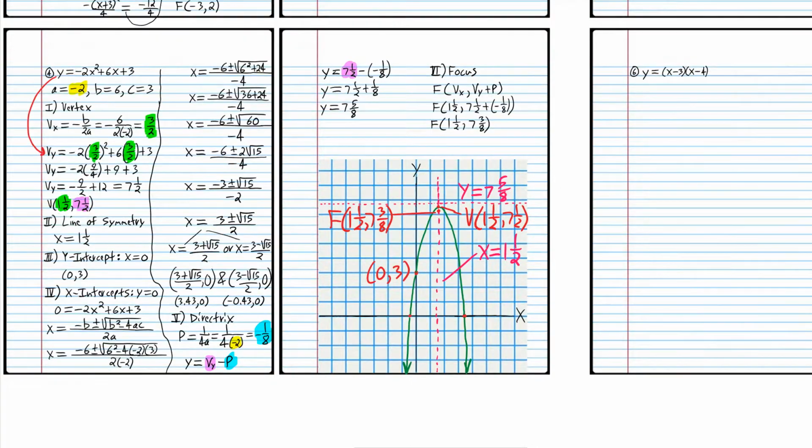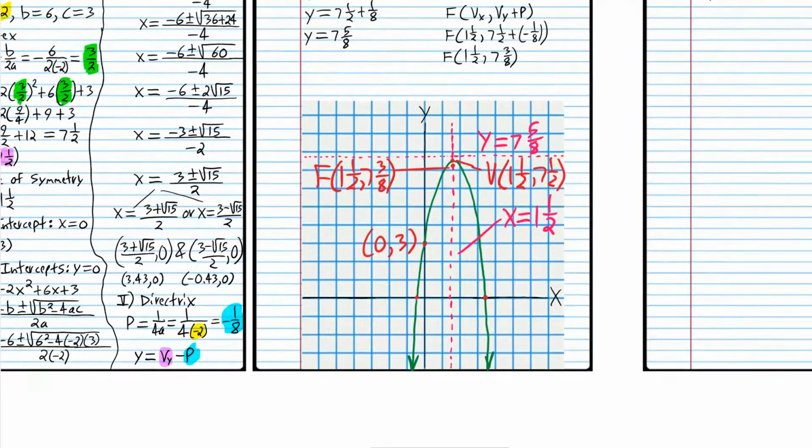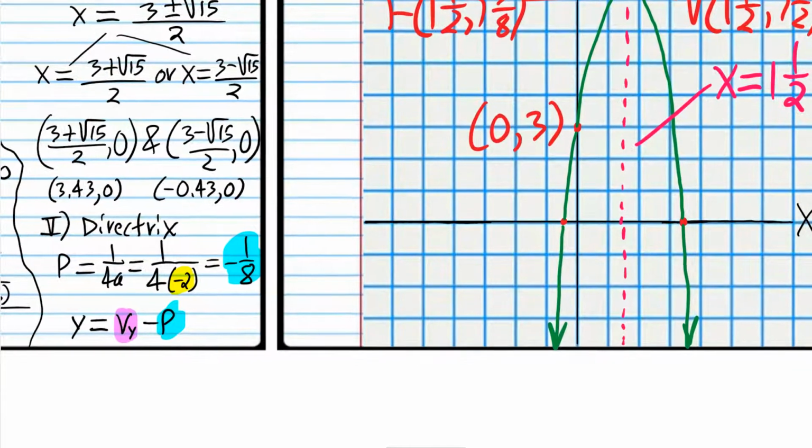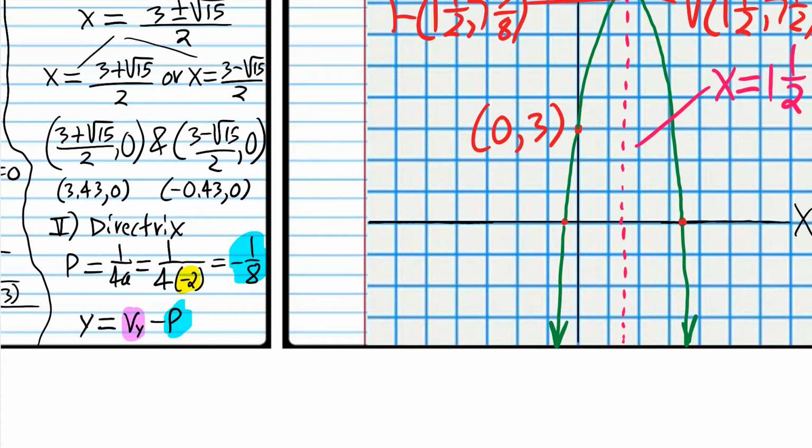Again, I know this is a lot to have to write down, but we're not going to be doing a lot of these problems. We've already done, this is the fourth one, we're only going to be doing 8 today. So 3 plus root 15 over 2, 0. That's one of the intercepts, and actually that should be 3 minus root 15 because it's on the left side.